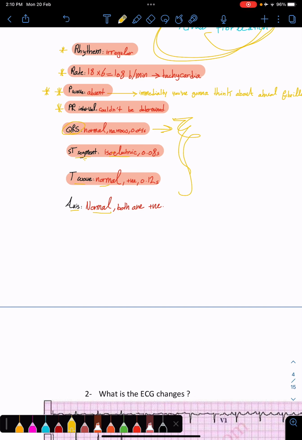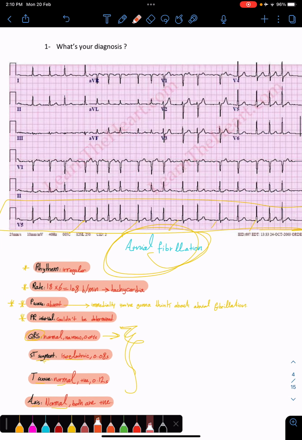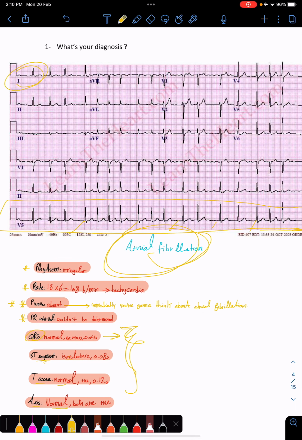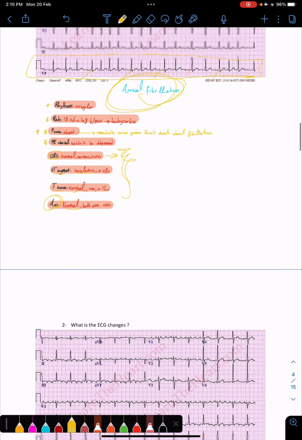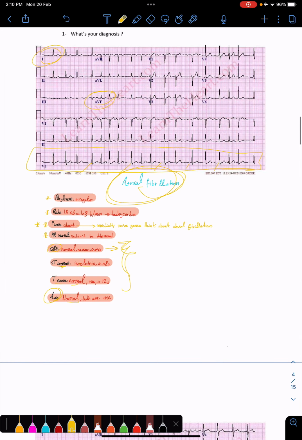Okay, what about the axis? The axis is normal as well because, you know, lead 1 is positive and aVF is positive. Both are positive, so the axis is normal. Okay, that was atrial fibrillation.